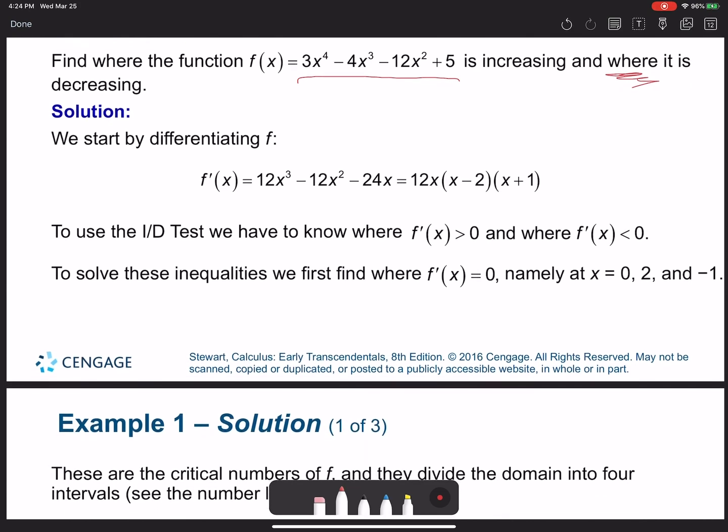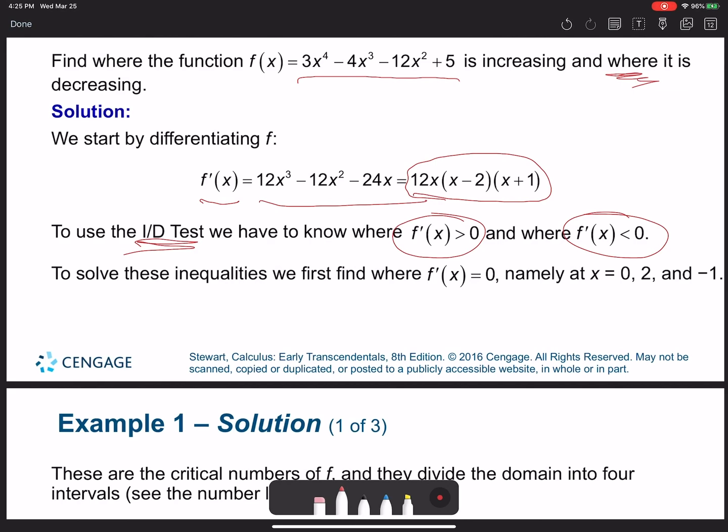First of all, the author has taken the first derivative of the function for us, and here it is, and then it's been factored into these three factors: the 12x, the x minus 2, and the x plus 1. We're going to use that ID test, that increasing, decreasing test, in order to figure out where our first derivative is greater than 0 and where it's less than 0, in order to answer the question, where is it increasing and decreasing?